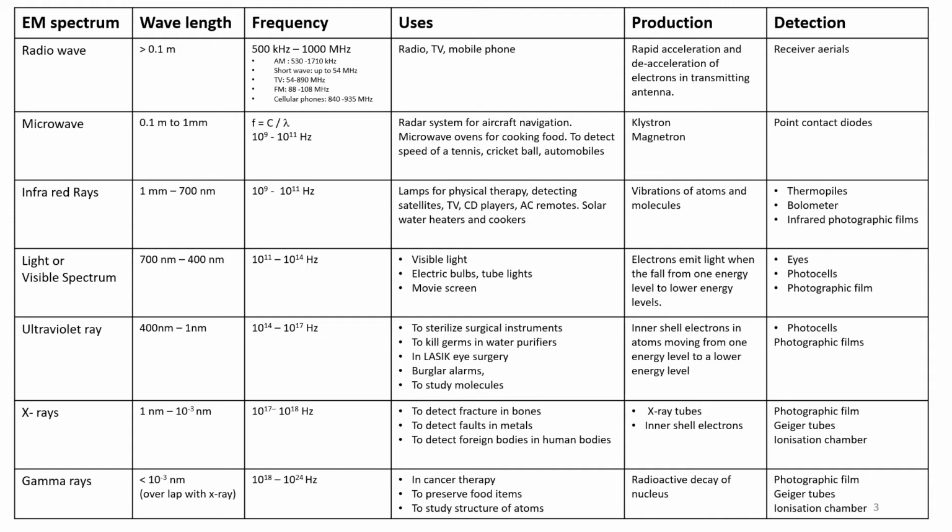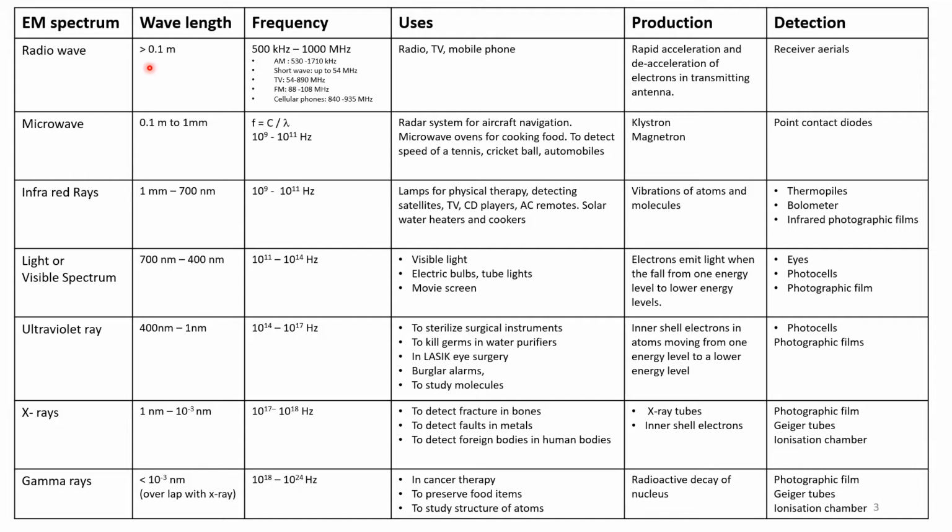These different types of electromagnetic waves in the EM spectrum, and their properties like wavelength, frequency, uses, production and detection methods, are also given in a nutshell. The first wave is radio wave.